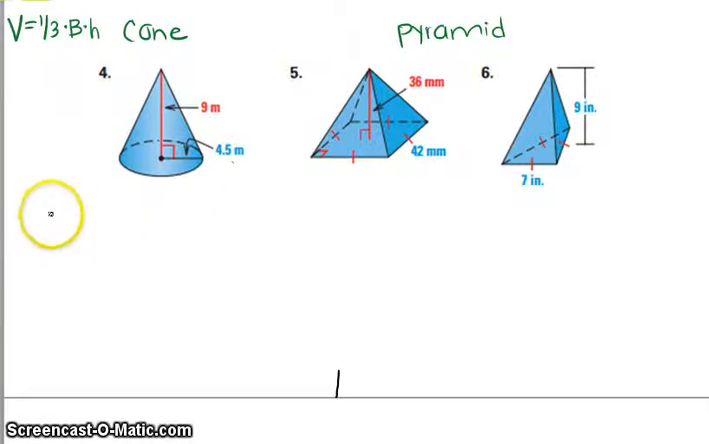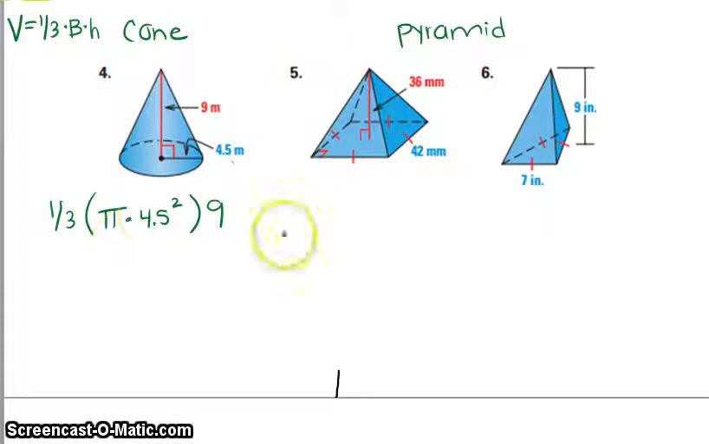So same thing over here. We have 1/3, our base is a circle, so that is pi r squared, and our height is 9. So in my calculator, I'm going to multiply this all out. 1/3 times pi times 4.5 squared times 9. And that gives me 190.85 meters cubed.